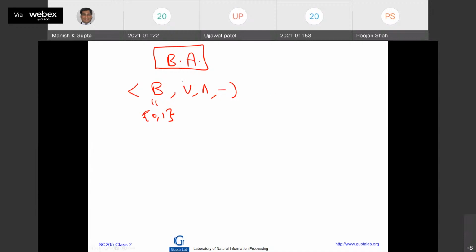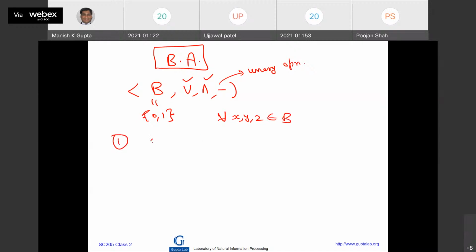these are two binary operations, and this is a unary operation. Binary operations means taking two inputs, right? Unary operation means taking one input, okay? So this is a Boolean algebra provided we have the following properties for every x, y, z in B.